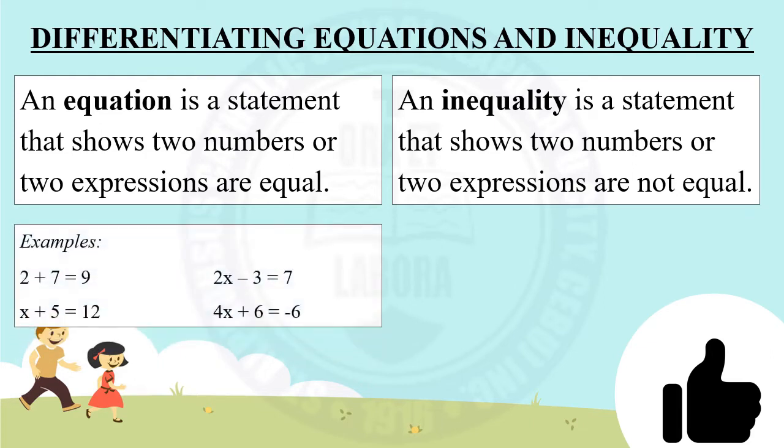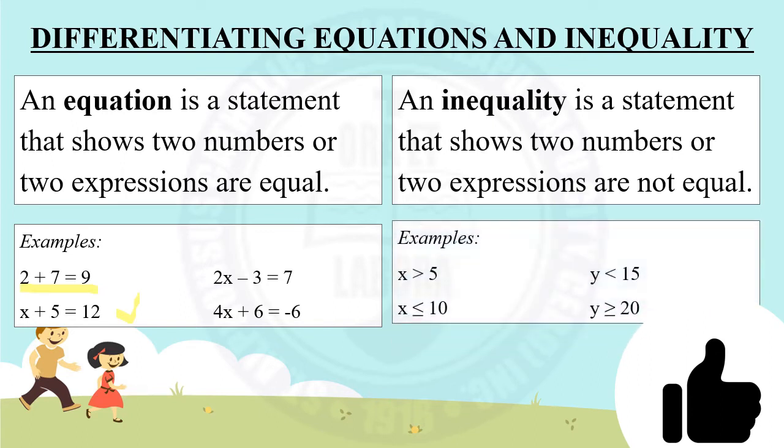Examples for an equation: 2 plus 7 is equal to 9. It is equal because when you add 2 plus 7, that is equal to 9. x plus 5 is equal to 12. It is an equation. 2x minus 3 is equal to 7. 4x plus 12 plus 6 is equal to negative 6. Those are examples of an equation. While for inequality: x greater than 5, x less than or equal to 10, y less than 15, y greater than or equal to 20.